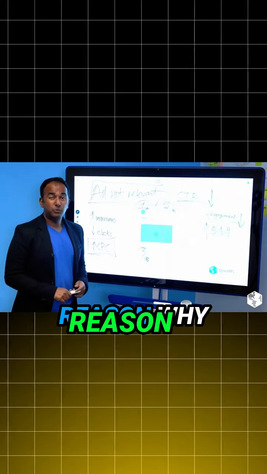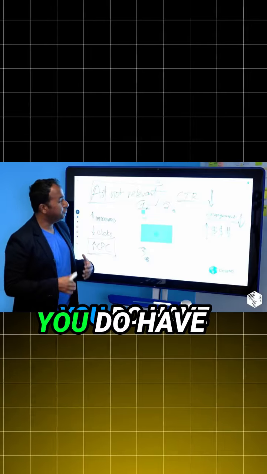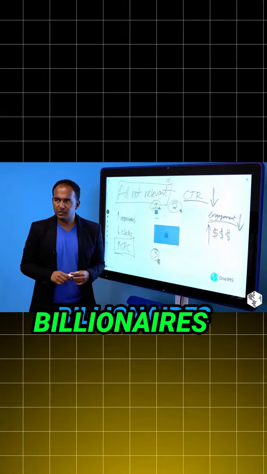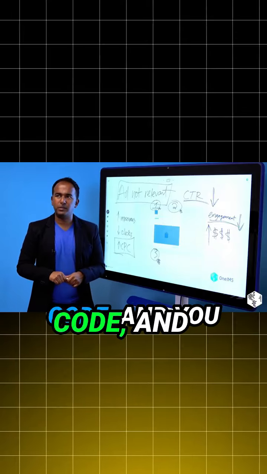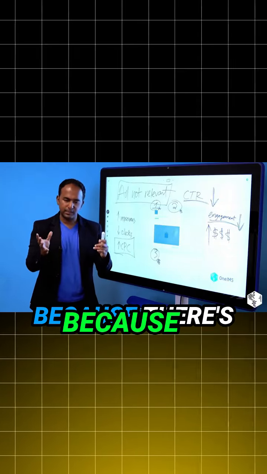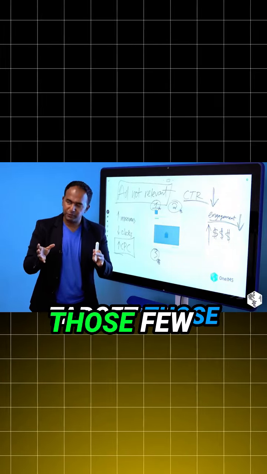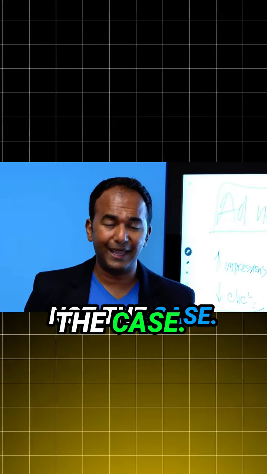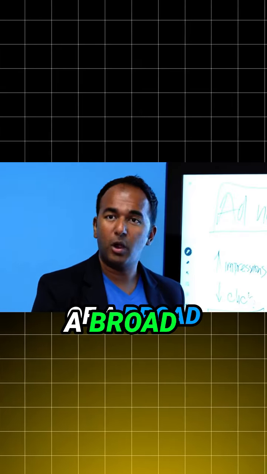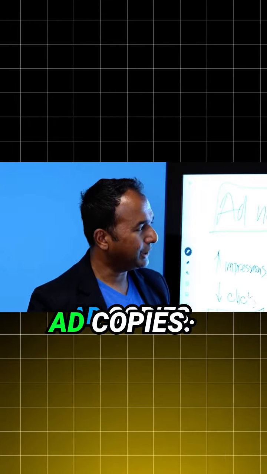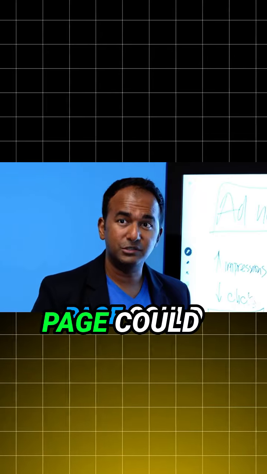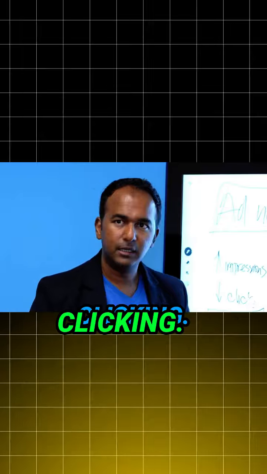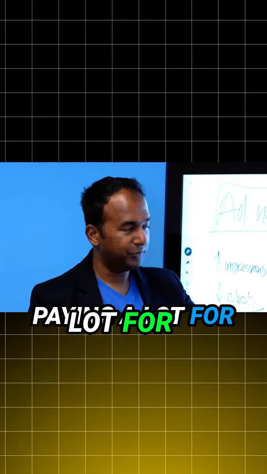The only other reason why you might pay too much is because you do have a super high niche audience. You're looking for billionaires, and they're living in a certain zip code, and you may have to pay a lot for that because there's a lot of people trying to target those few people. That costs too much money. I can understand that, but chances are that is not the case. You have way too broad a campaign, irrelevant ad copies, the landing page could use a lot of help, let's put it that way. Just everything is not clicking. And if it's not clicking, you're going to be paying a lot for your clicks.